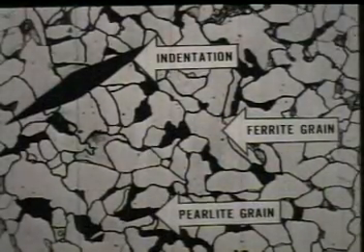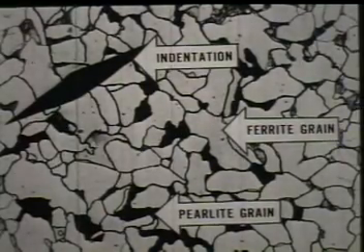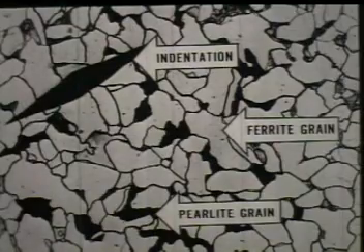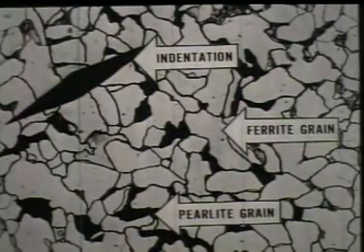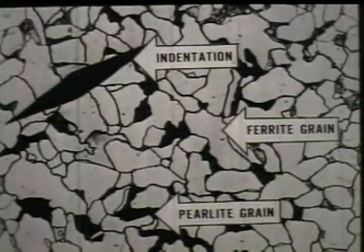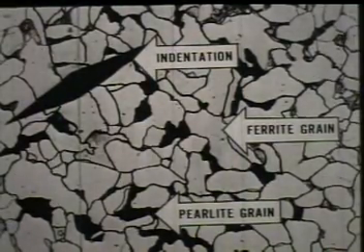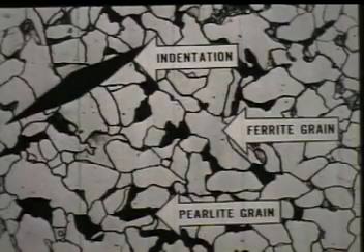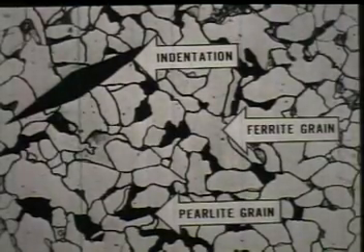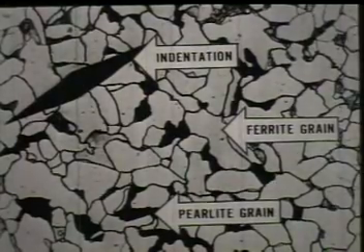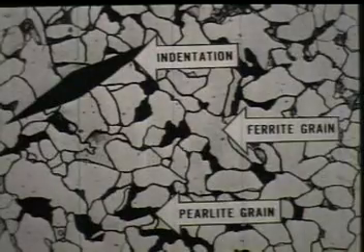AISI 1020 annealed steel consists of two types of grains. The white grains are ferrite, as in the previous steel. The dark grains are known as pearlite. They appear dark because they consist of a mixture of two different compositions. The ferrite grains are relatively soft and ductile, while the pearlite grains are considerably harder and less ductile. The diamond-shaped image is, again, a Knoop micro-hardness indentation.